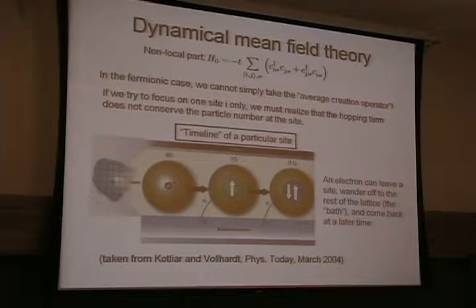Okay? So remember that this means that an electron can leave the site, wander off the lattice, perhaps even come back. And it can keep on doing that. I will often call the rest of the lattice the bath, the bath to which this particular site is subjected.